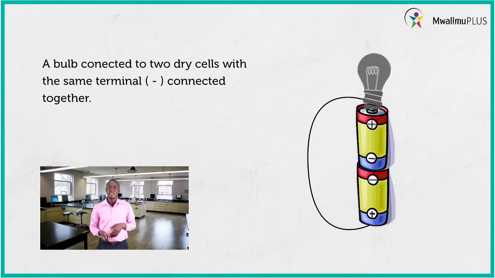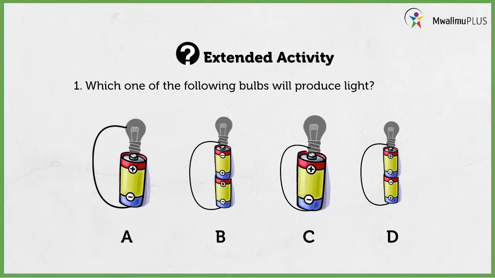Let us now look at an activity which I would want to leave you with, because I know that you are very good learners and you have mastered everything that I've talked about throughout this lesson. Let us read that question there in the extended activity. It is like this. Which one of the following bulbs will produce light? Again, which one of the following bulbs will produce light?